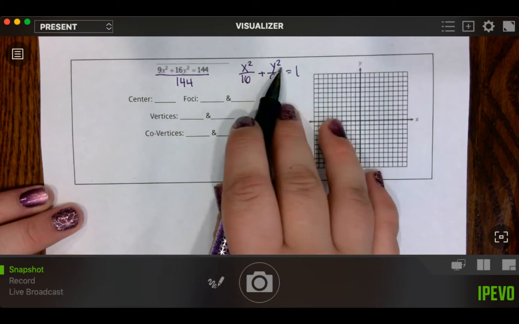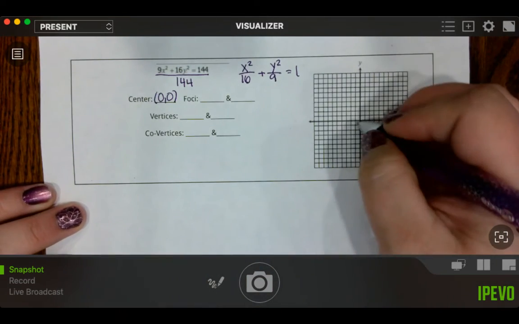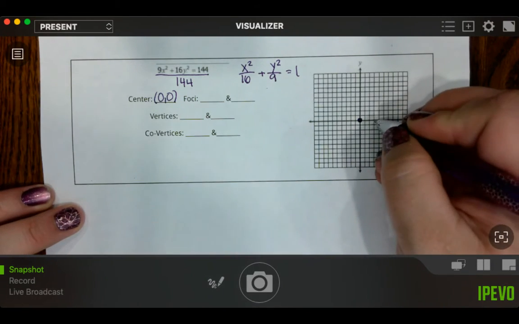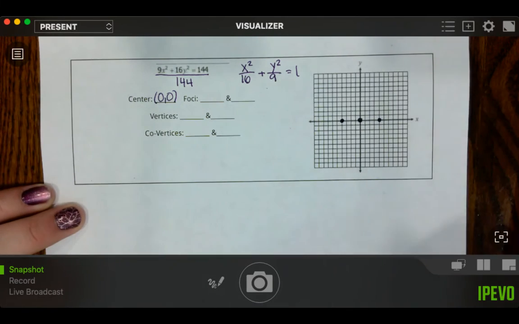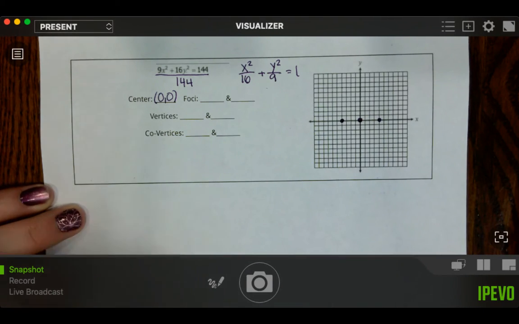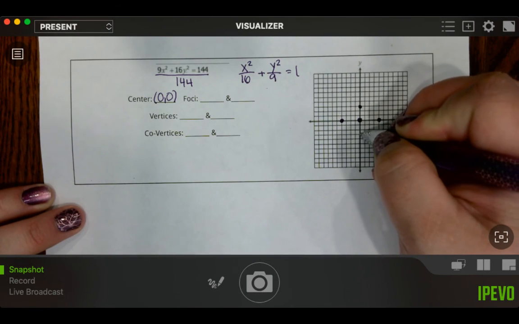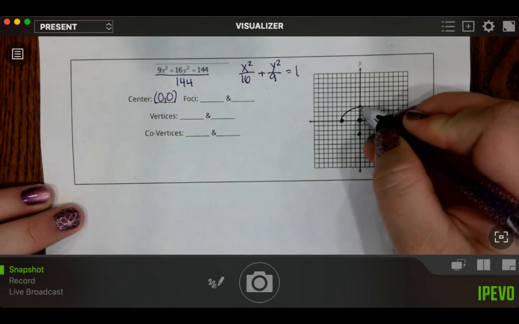There are no parentheses up here, so my center is 0, 0, right in the middle. The square root of 16 is 4, so I'm going to go 4 to the right and 4 to the left. The square root of 9 is 3, so I'm going to go 3 up and 3 down and draw my ellipse.